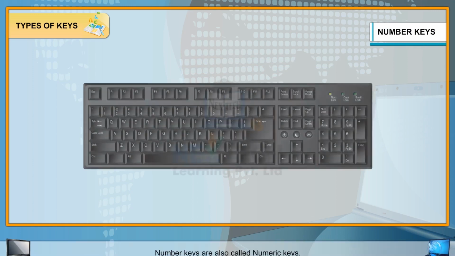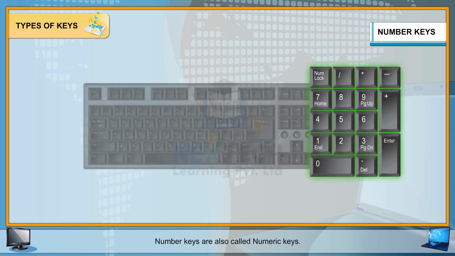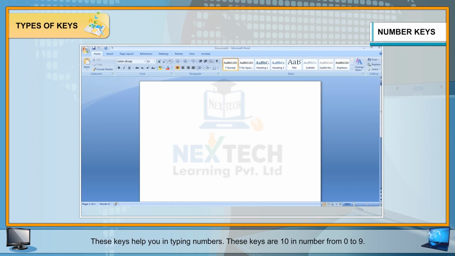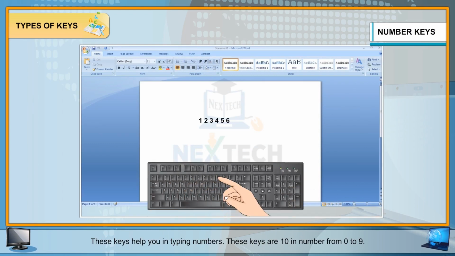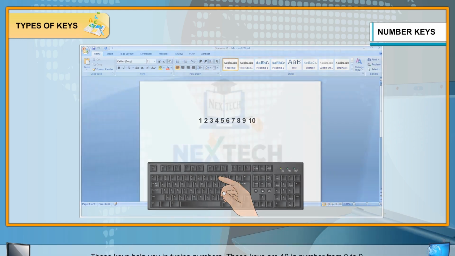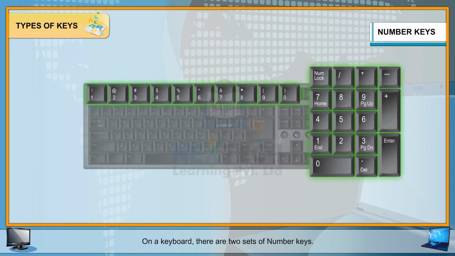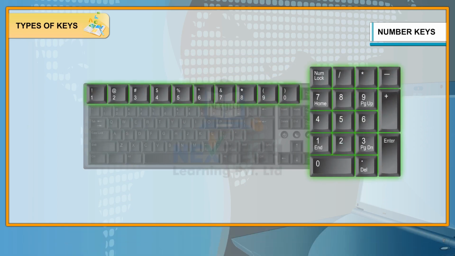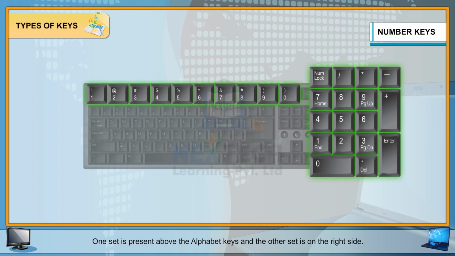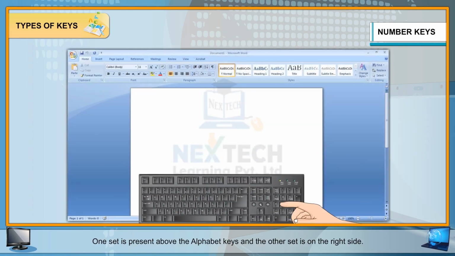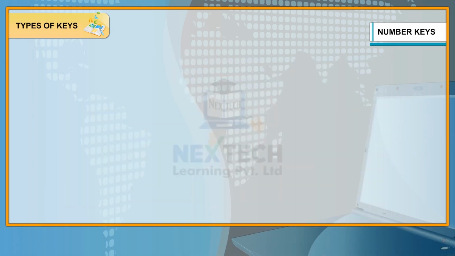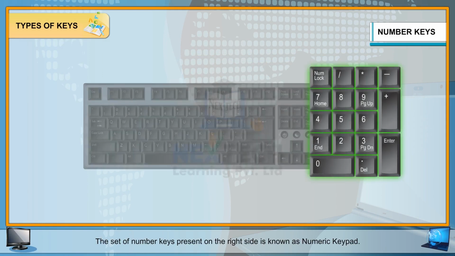Number keys. Number keys are also called numeric keys. These keys help you in typing numbers. These keys are 10 in number from 0 to 9. On a keyboard, there are 2 sets of number keys. One set is present above the alphabet keys and the other set is on the right side. The set of number keys present on the right side is known as numeric keypad.